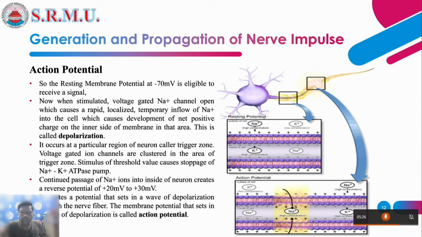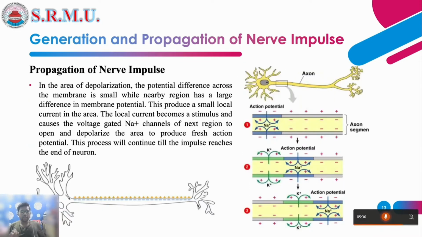Now what will happen, this will move in a waveform till the end of the neuron. This movement till the end of the neuron is called action potential. Okay, how does it move? We know that one region is depolarized. What will happen is there will be a series of depolarizations till the end.